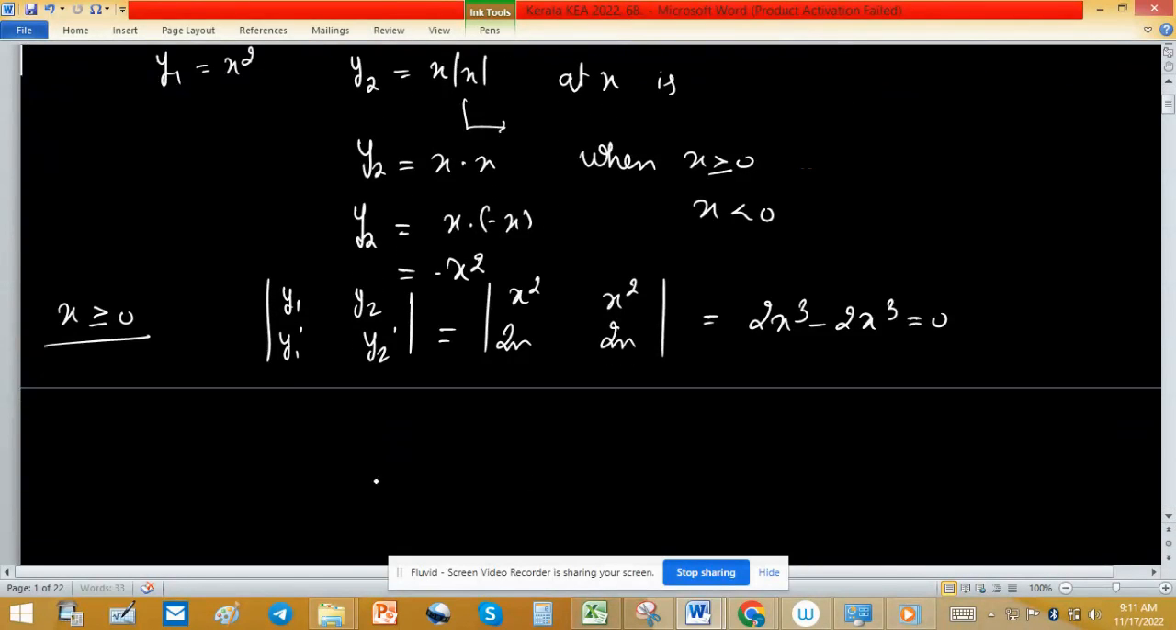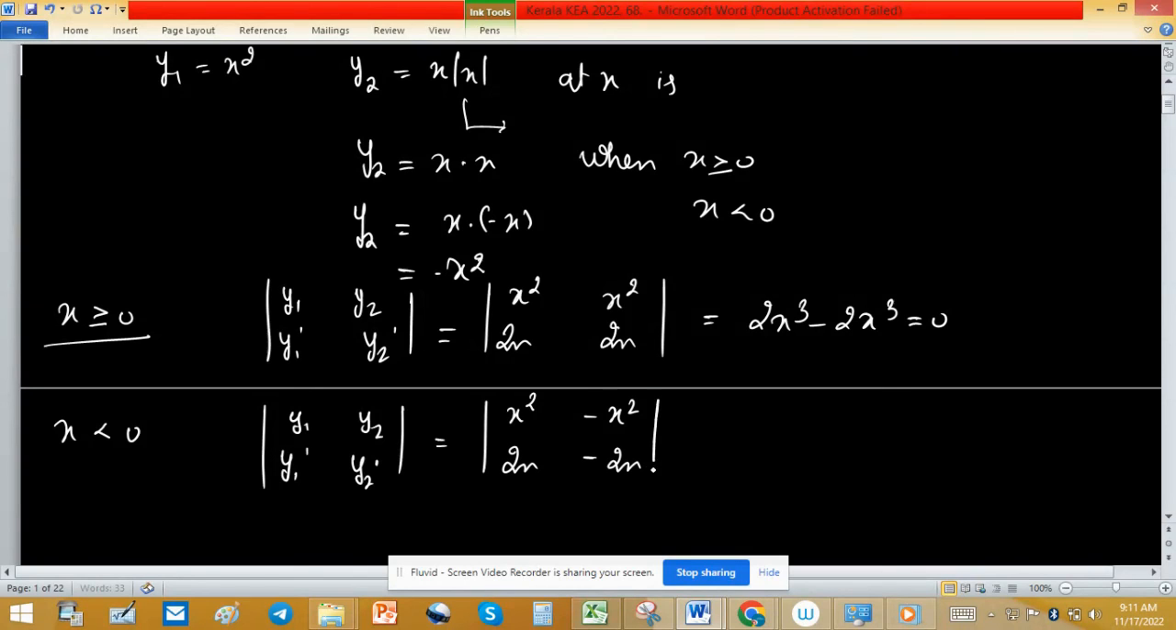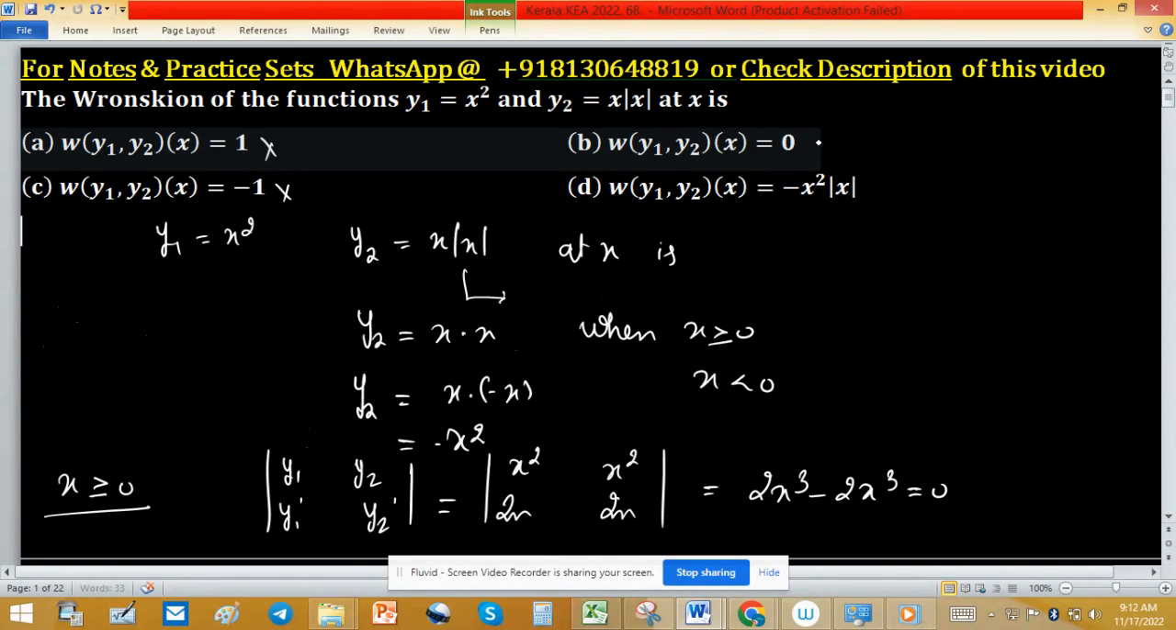Now when x is less than 0, you will have y1, y2 and their respective derivatives. Put these in determinant structure. You will have x square, minus x square, 2x, minus 2x, and the value of this determinant equals minus 2x cube plus 2x cube, and this value is again 0. So now we are confirmed option B is correct.